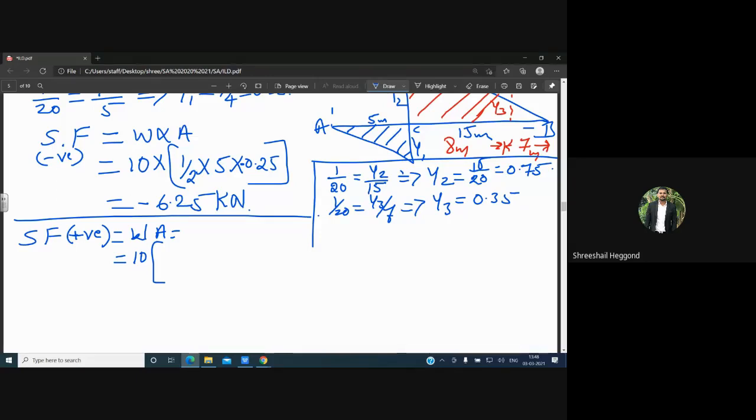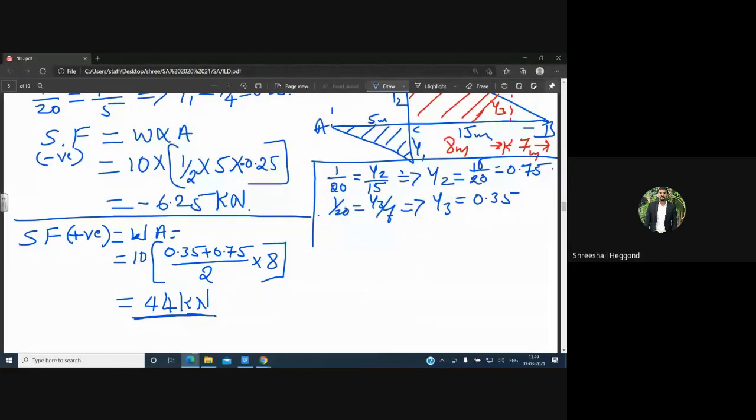Area of trapezoid you need to write, and that can be given as summation of parallel sides, that is 0.35 plus 0.75 divided by 2 into perpendicular distance between the parallel sides is 8 meter. Therefore, calculate the shear force, opposite side. 44. Positive and negative side, the shear force calculation is done. Okay.